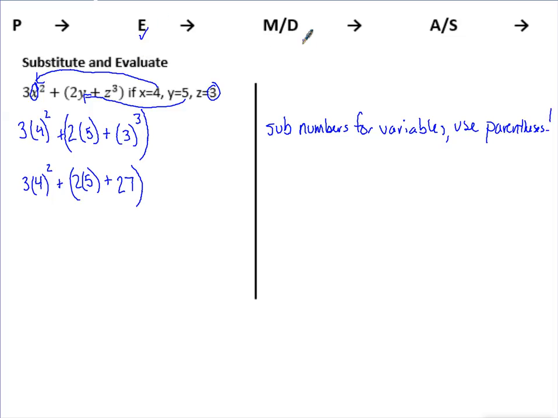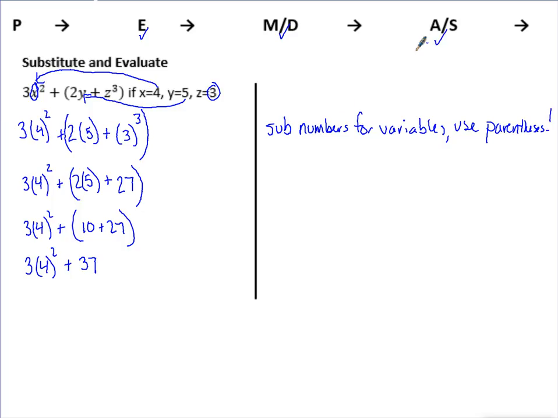Now I'm looking for any multiplication or division in the parentheses. If I have a number beside another number in parentheses, that means multiplication. So again, I'm copying all of this because I'm just working inside my parentheses. 2 times 5 is 10 plus 27. So I did my multiplication, and now I have addition. So 3 times 4 squared plus 10 plus 27 is 37. And now I don't need to write those parentheses anymore because all that's left is a single number.